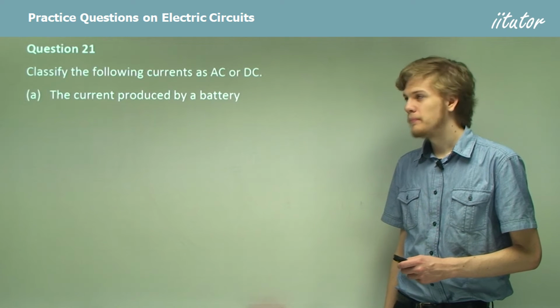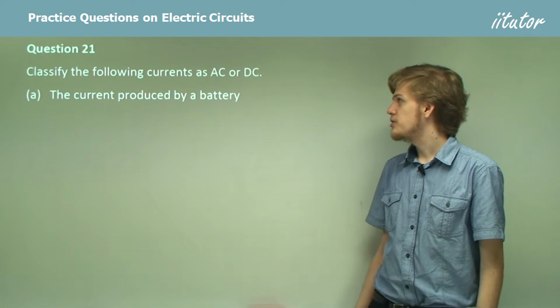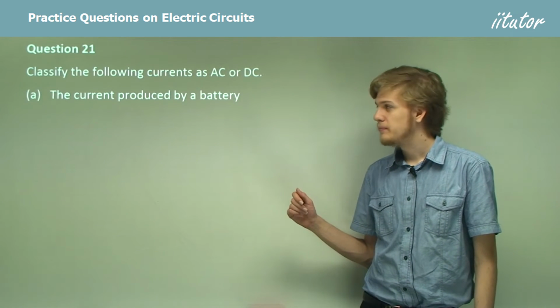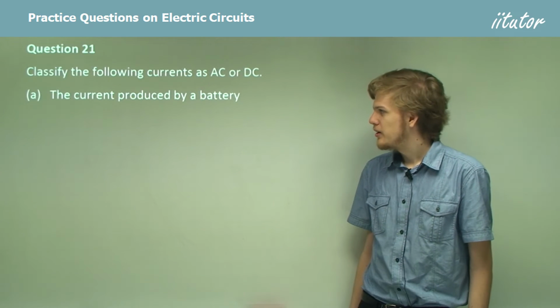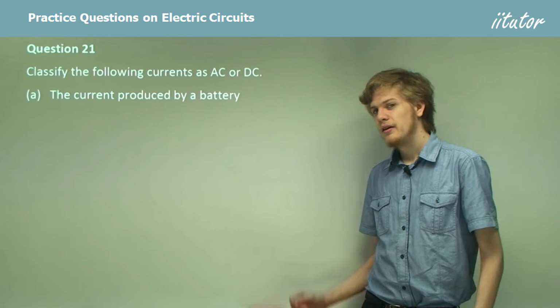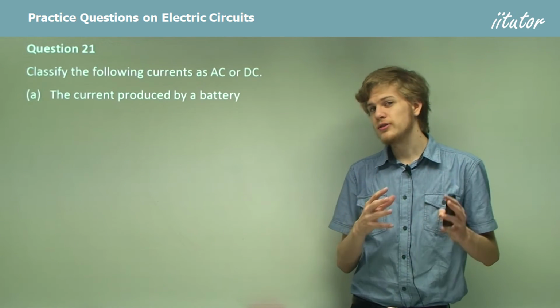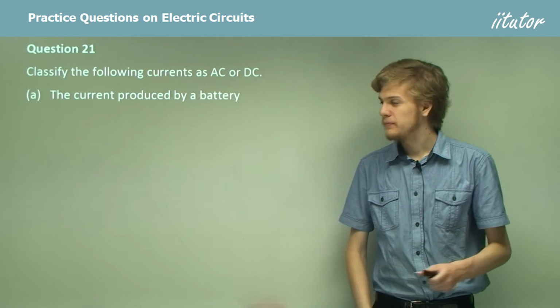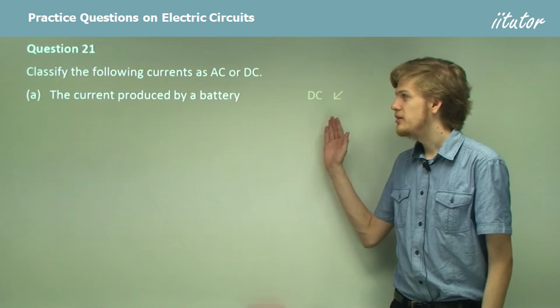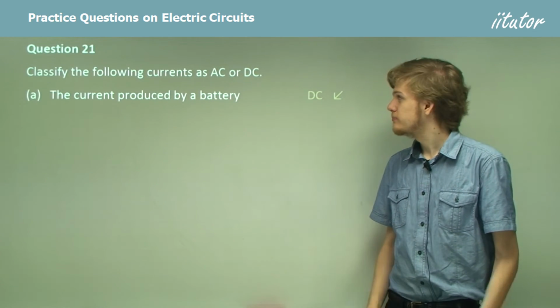Question 21. Classify the following circuits as AC or DC. A. The current produced by a battery. Now, AC or DC? The battery produces a constant current due to the chemical reaction only acting in one direction. So it's a DC power source.